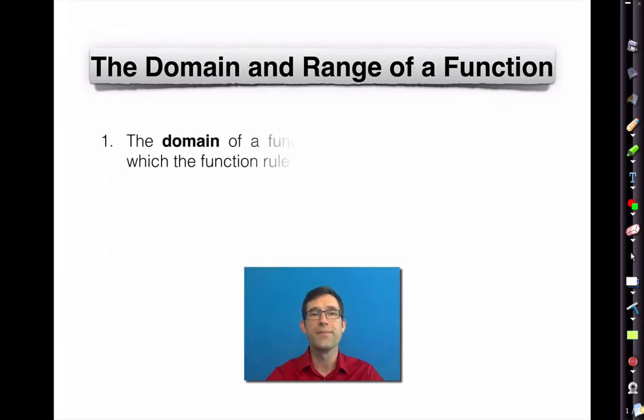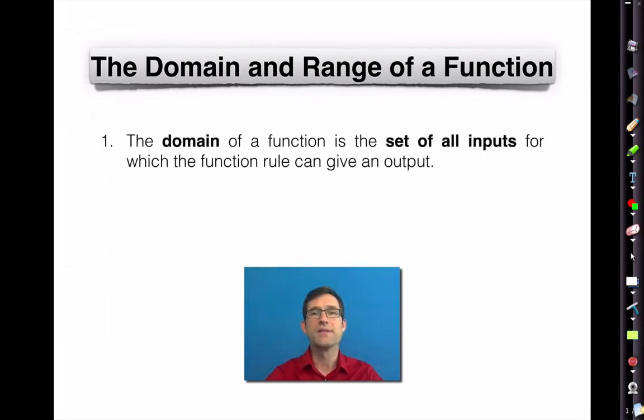So let's begin. The domain of a function is the set of all inputs for which the function rule can give an output. That's it. So if you've got an input that gives you an output, then that, typically x value, belongs in the domain. If you can't get an output, it doesn't belong in the domain. It's pretty much that simple.